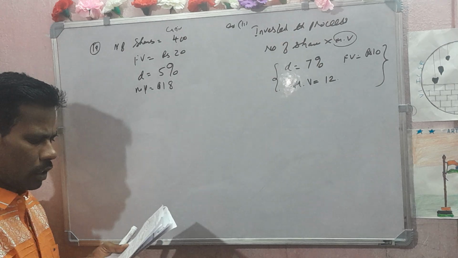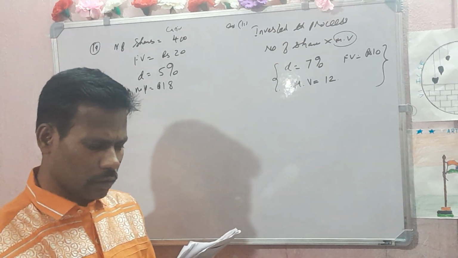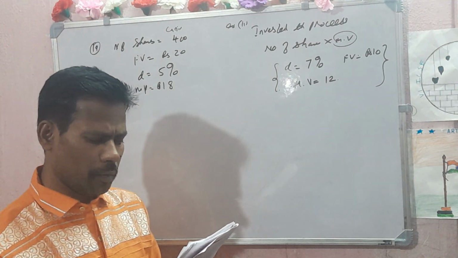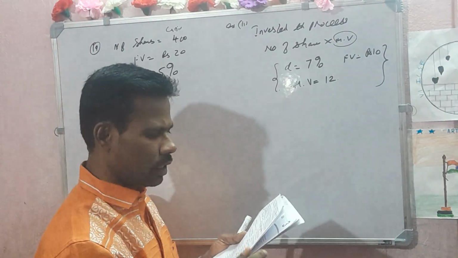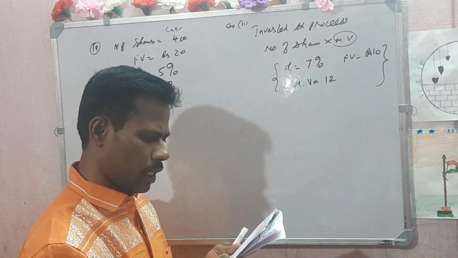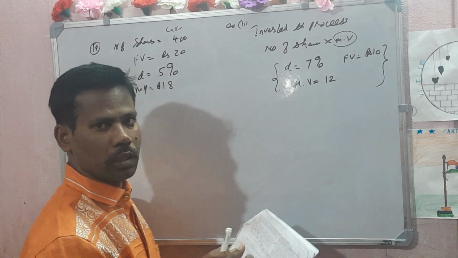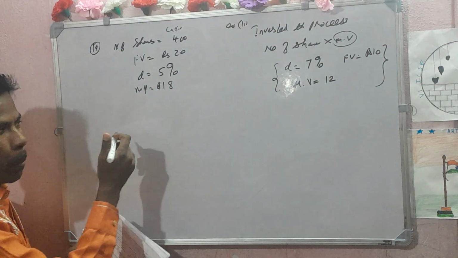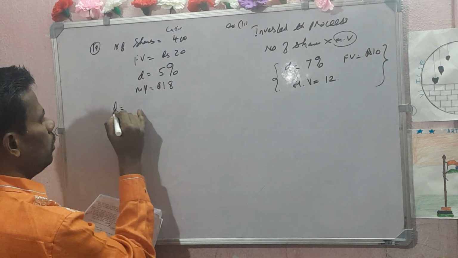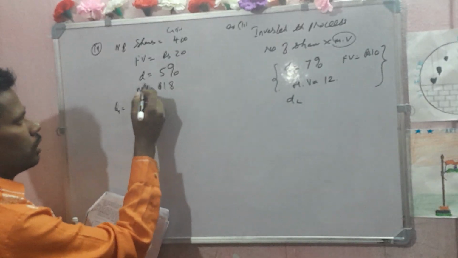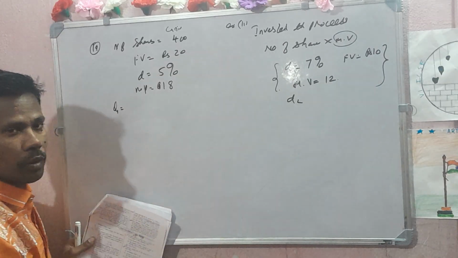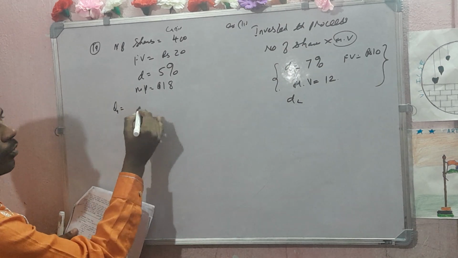So what is he asking in this? How many rupees 10 shares did he buy? That is the first question. And what was the change in his income? Change in his income means dividend, here dividend D1 and here dividend D2. What is the dividend over this one? So apply the basic formula.